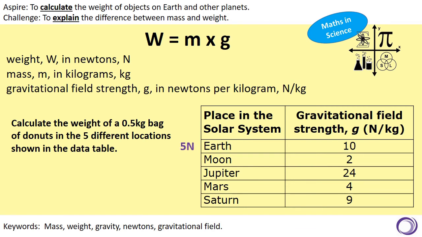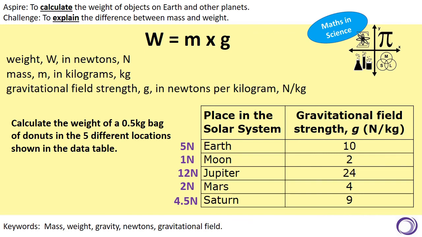So on Earth it's 5 newtons. 0.5 kilograms times 10, 5 newtons. Moon 1 newton. Jupiter 12 newtons. Mars 2 newtons. And Saturn 4.5 newtons. Well done if you've got them right. Don't miss off your unit for newtons.